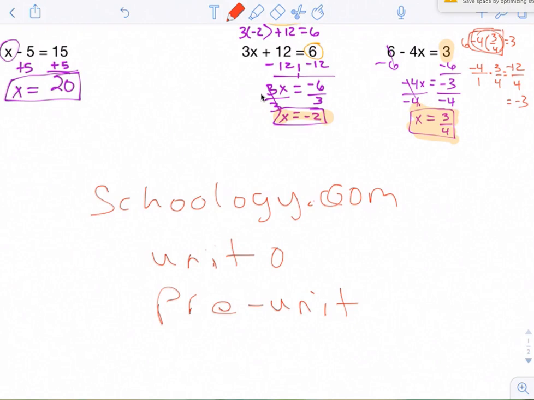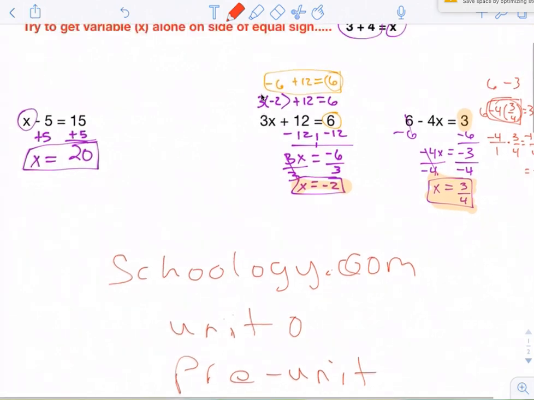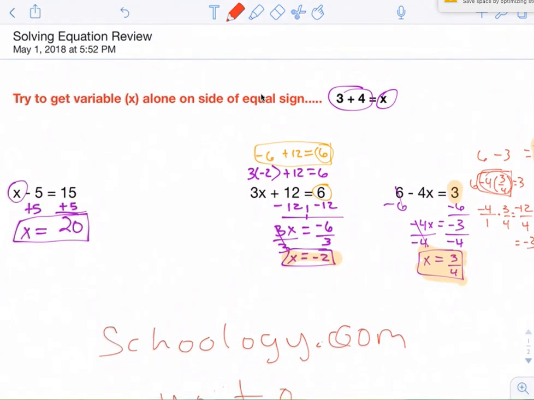Even if you were to Google practice worksheets on solving equations for algebra, one variable equations for algebra, practice as much as you can, because you're going to use this in algebra, geometry, intermediate algebra, algebra 2. You need to know to do this in order to get through high school math.